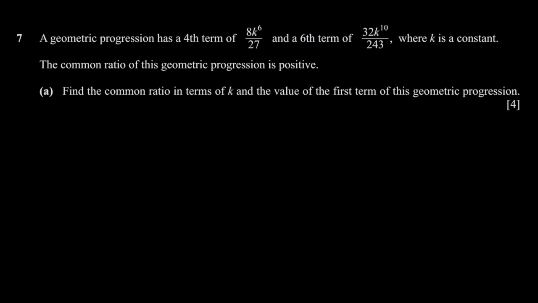Okay, question 7. A geometric progression has a fourth term of this and a sixth term of that, where k is a constant. The common ratio of this geometric progression is positive. Find the common ratio in terms of k and the value of the first term.